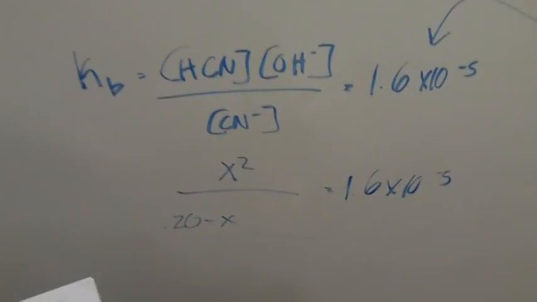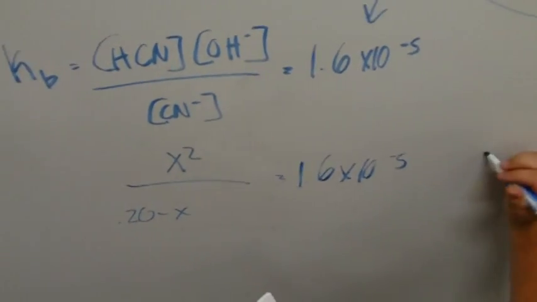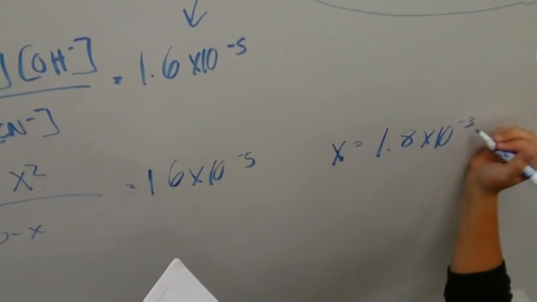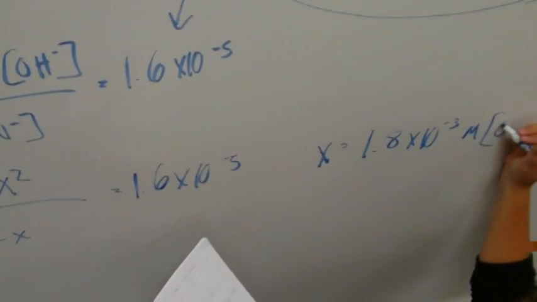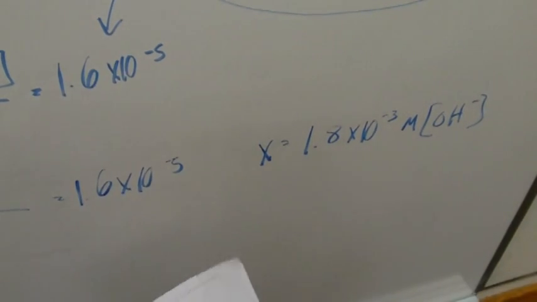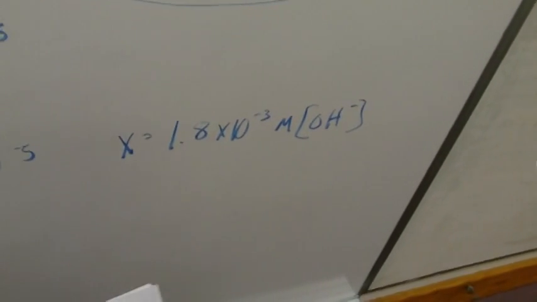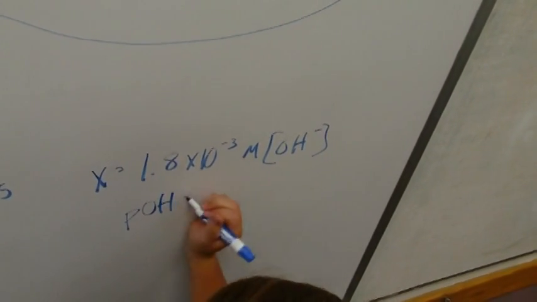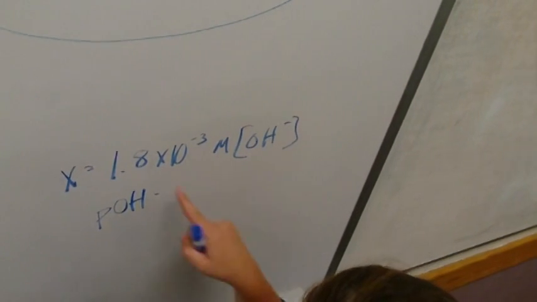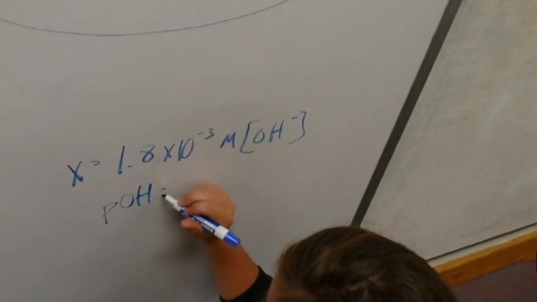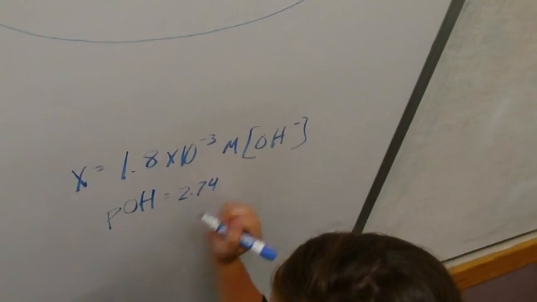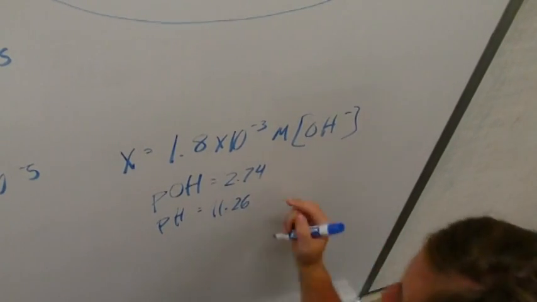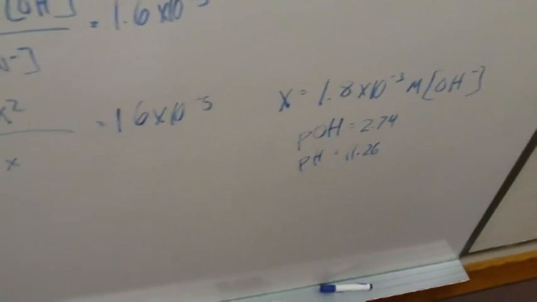A little algebra there, and we're going to find out that x is equal to 1.8 times 10 to the negative 3 molar, and that is our OH concentration. And from that, we're going to be able to find the pOH, which, remember, is just the negative log of this. So that equals 2.74. And from that, pH is again 14 minus 2.74, 11.26. There we go. That's how it's done.